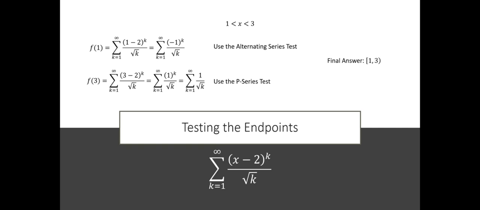Okay? So these are the extra steps that you want to take. You want to actually show all the steps of running the alternating series test and the p-series test to prove these two things. So these can be kind of long, but definitely important to finding your final answer.